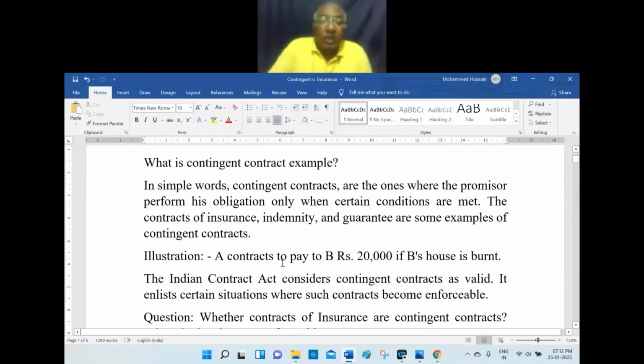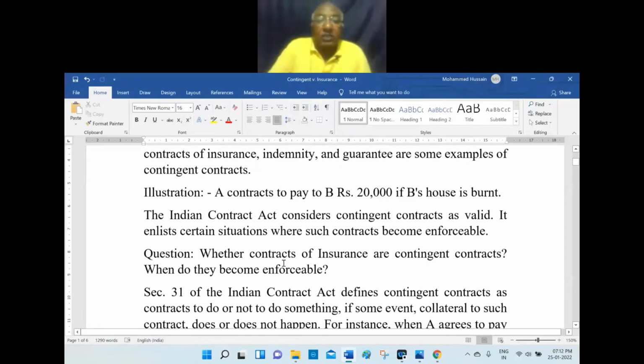Now, the illustration. A person, A, contracts to pay B rupees 20,000 if B's house is burnt. If B's house is burnt, that is a condition; then A is ready to pay B 20,000. Whether the house is burnt or not, we cannot know it. It cannot be predictable. So such contracts are said to be contingent contracts.